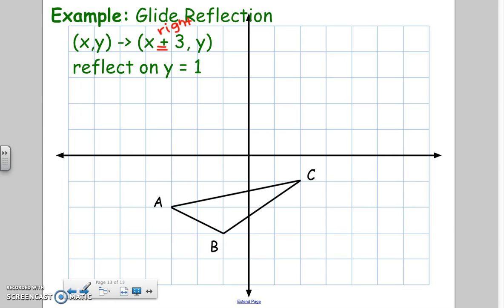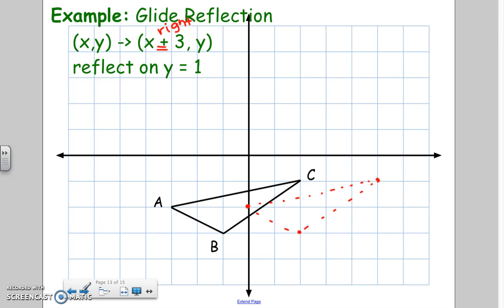I'm not going to mark it as A prime, B prime, or C prime. I'm just going to put temporary dots there so I know what to do with my next part of my transformation. So if I look at A, I'm going to move it right 3. So 1, 2, 3. If I do B, 1, 2, 3. And C, 1, 2, 3. So temporarily, this is where the glide reflection will be. With the glide reflection, you have to do both transformations before you label your final image.